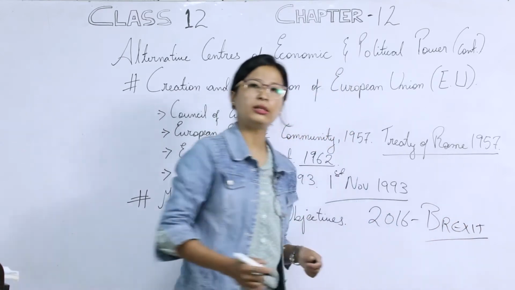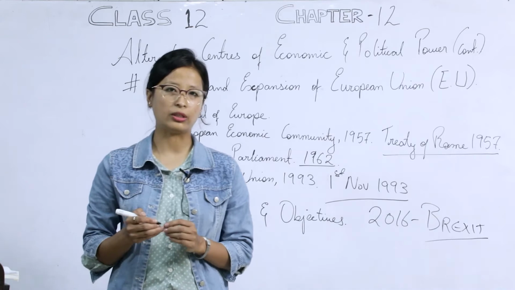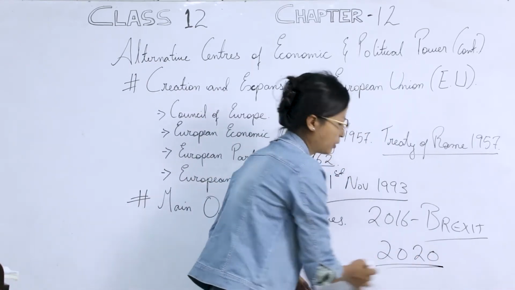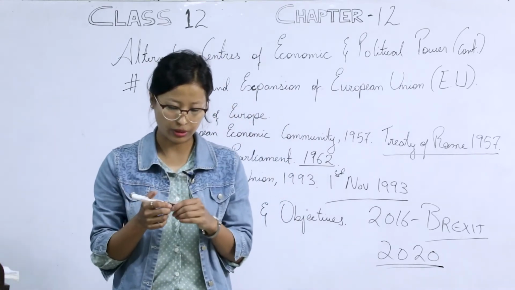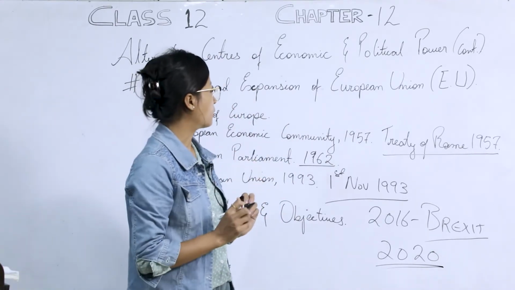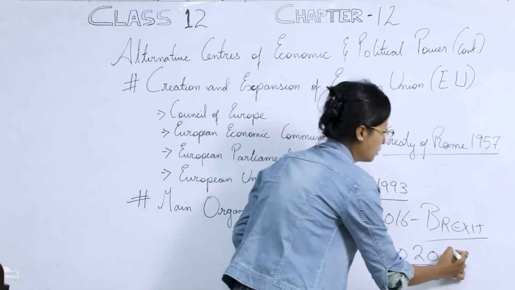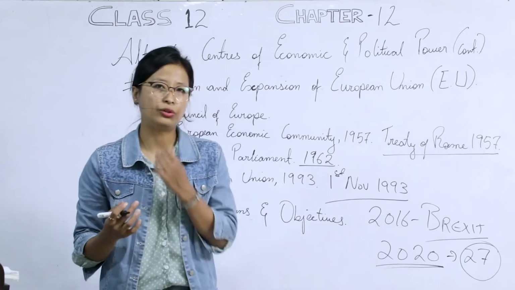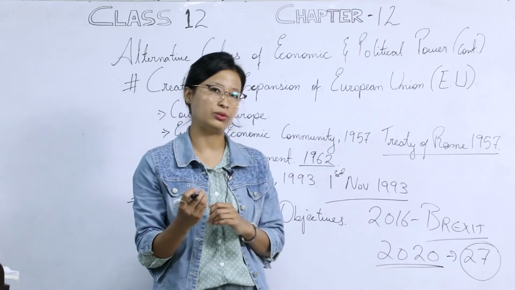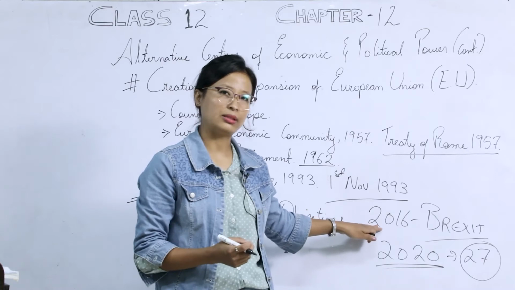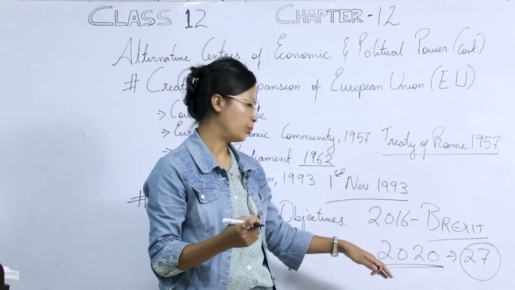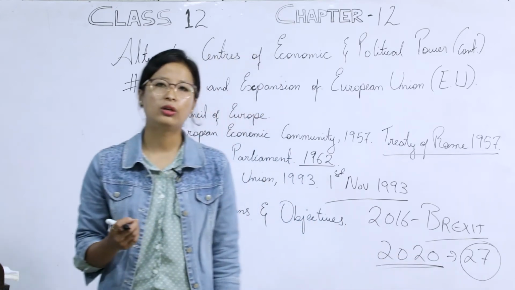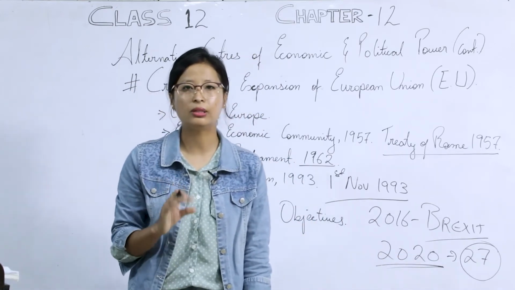That is when Britain decided to leave the European Union. Now it formally happened in 2020. Britain left the European Union, and at present the European Union has around 27 countries. When Croatia joined the European Union, it increased to 28 in 2013, but in 2016, Britain decided to leave the European Union. So it happened in 2020, and at present, the European Union has 27 member states.